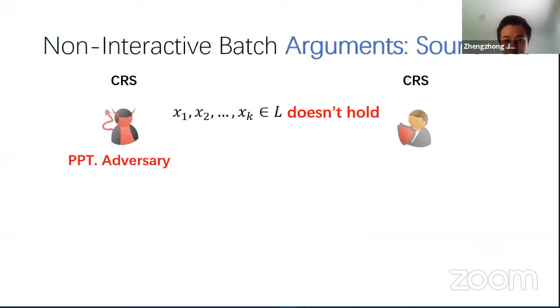For the soundness, we request that for any statement where all of x1 to xk are in the language L doesn't hold, for any efficient adversary, its proof should be rejected.